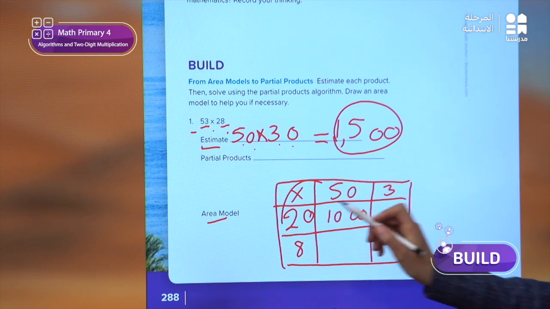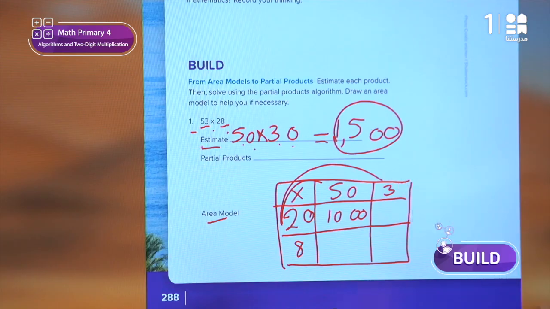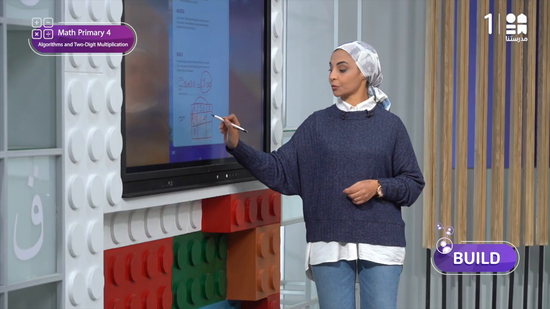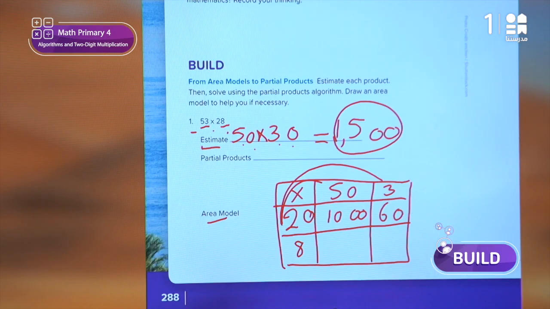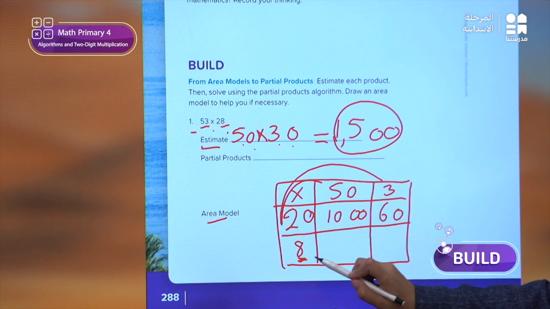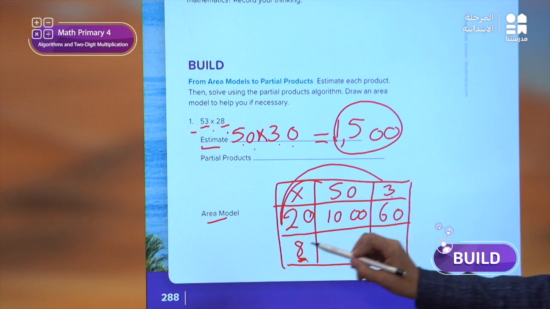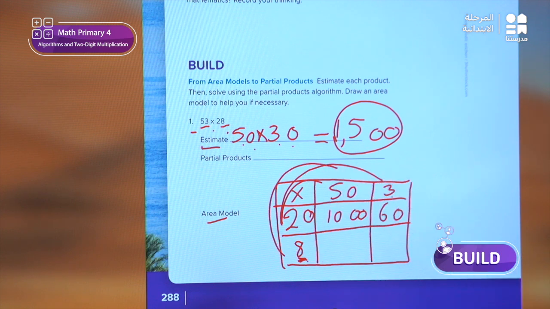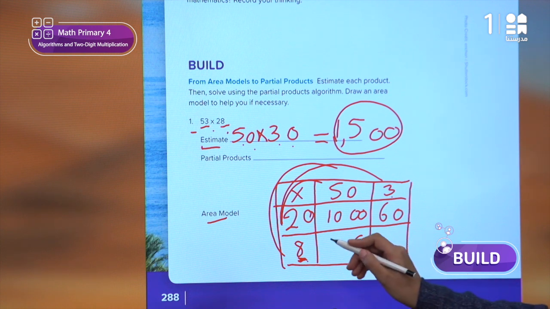Then what should I do? I will multiply 20 times 3. So 2 times 3 is 6 and put the 0 to be 60. Then what should I do? I will start with the second number. هعمل 8 times 50 and then 8 times 3. Right? So 8 times 50 equals what? Yes, I will put the 0 here. Then ask yourself, 8 times 5 equals what? Equals 40. So the answer is 400.